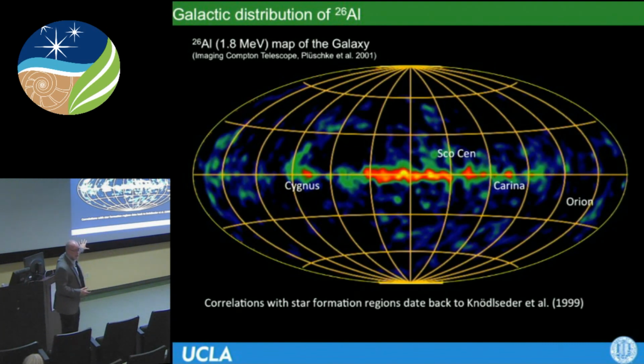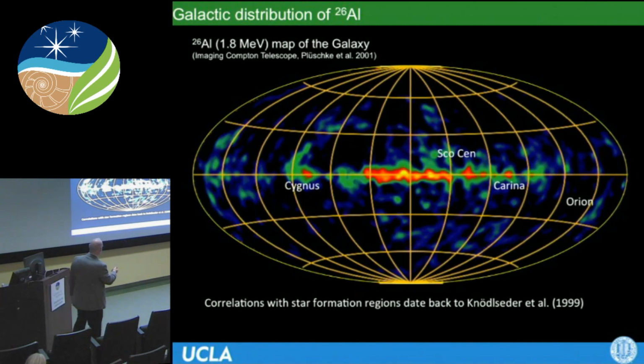This is a map of aluminum-26 in the galaxy today as traced by 1.8 MeV gamma rays that come from the decay of aluminum-26. If you know anything about the galaxy, you'll notice that this looks like a map of star-forming regions in the galaxy. So it traces star formation. Cygnus, big star-forming region. Scorpius-Centaurus, big star-forming region. Carina, I showed you an image of it, big star-forming region. Even a little smudge in Orion. Everywhere there's star formation going on today, that's where the aluminum-26 is.